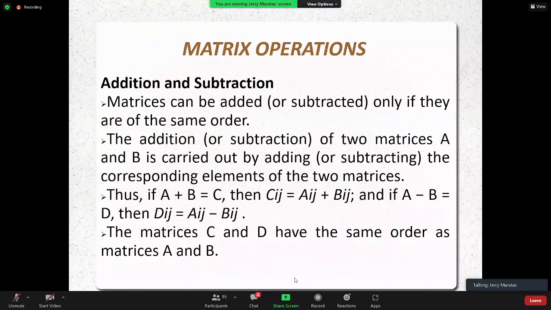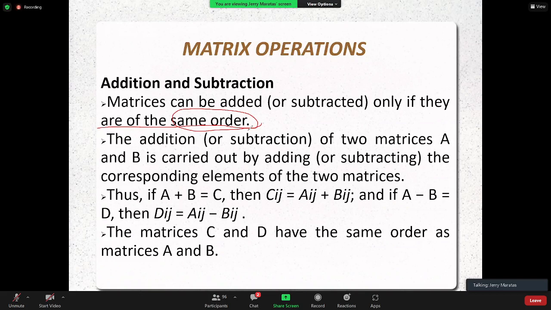Okay, so addition and subtraction of matrices. Matrices can be added or subtracted only if they are of the same order. That means they must have the same size. You cannot add a 2 by 2 matrix to a 3 by 3 matrix. Why? Because simply they are not of the same size or not of the same order.